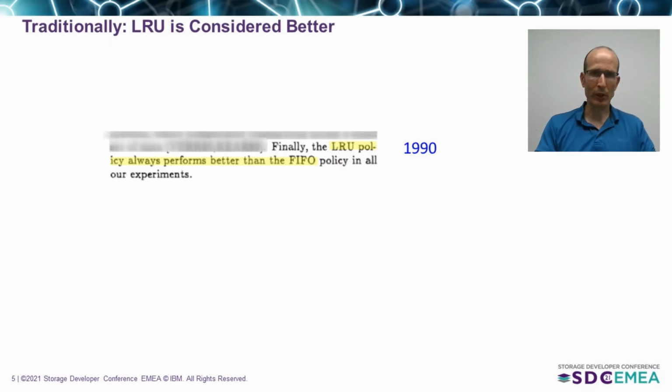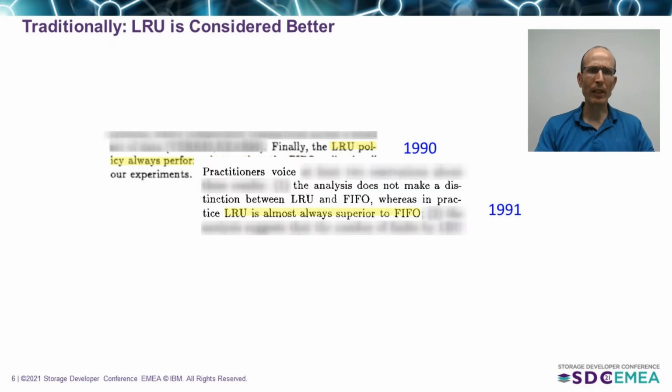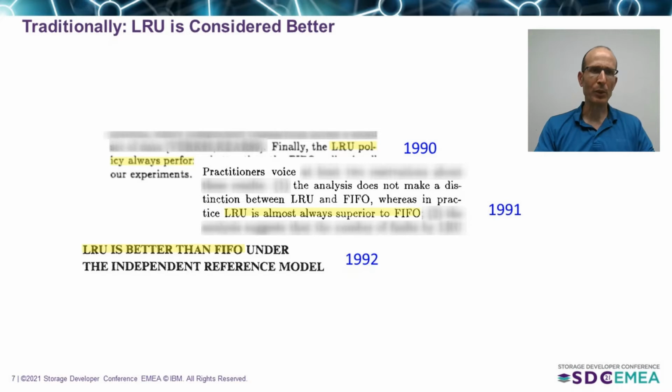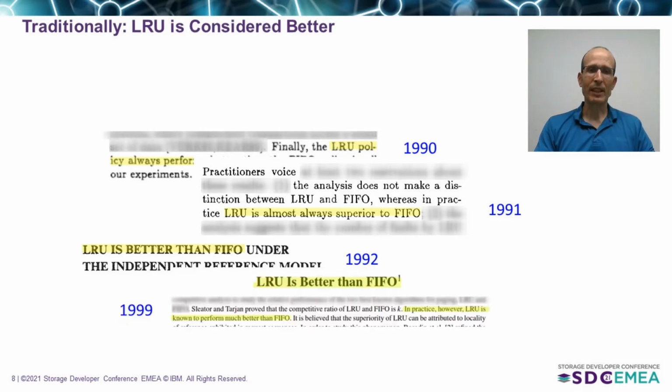For example, here's a study from 1990 saying LRU policy always performs better than FIFO. Here's another one from 1991 saying LRU is almost always superior to FIFO. 1992, LRU is better than FIFO. In 1999, LRU is better than FIFO. We can see a motive here.